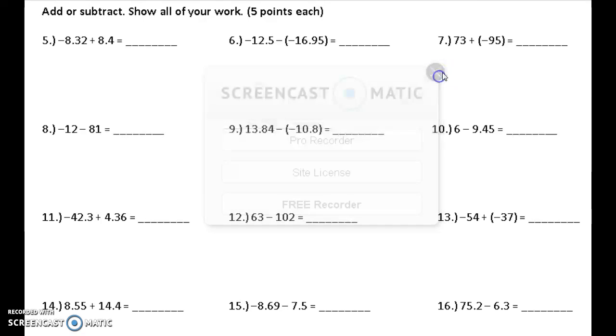We are adding and subtracting decimals. When you add and subtract decimals, you do the exact same thing as if you're adding and subtracting integers. You follow your integer rules.